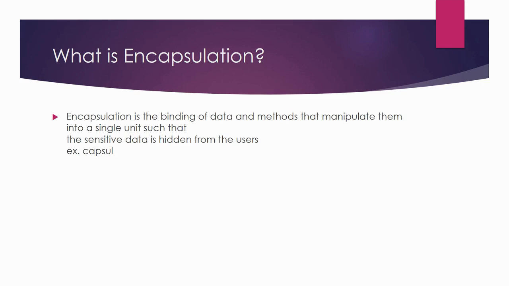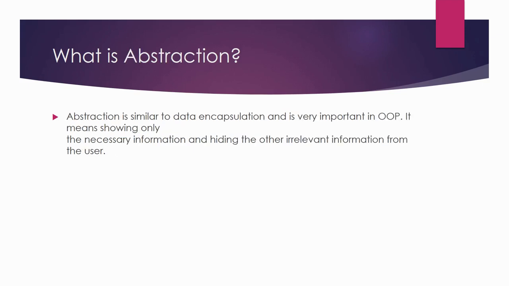What is abstraction? Basically, abstraction is similar to data encapsulation and is very important in OOP. It means showing only the necessary information and hiding the other irrelevant information from the user.